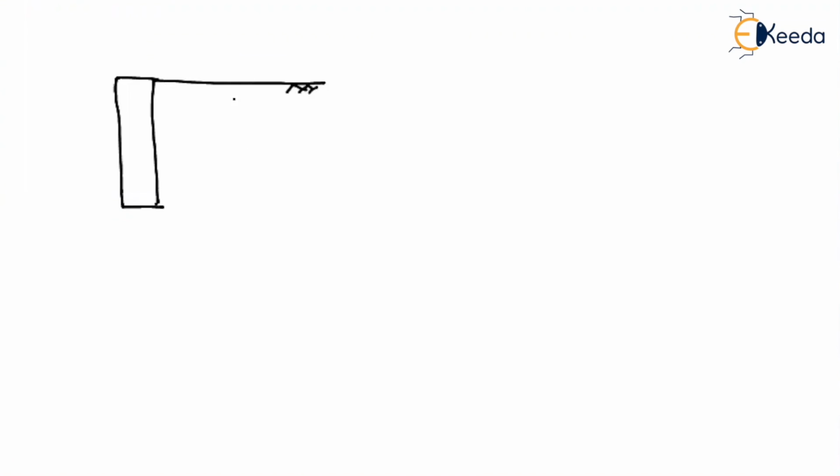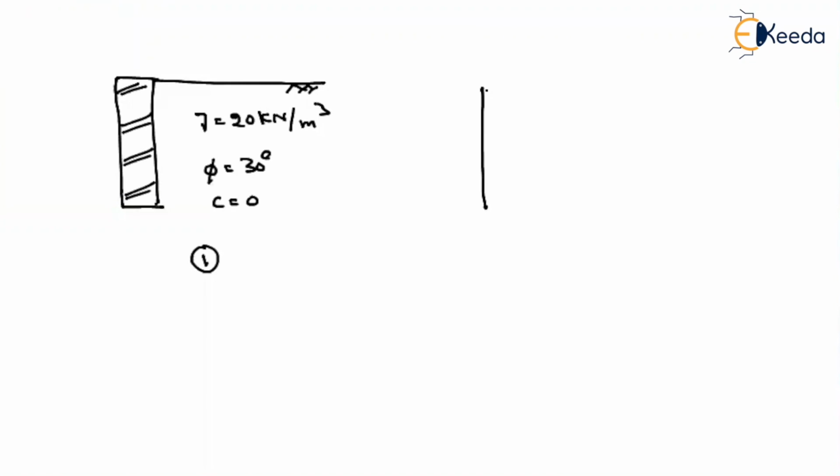Here they have given gamma equal to 20 kilonewton per meter cube, phi value as 30 degrees, and cohesion as 0. So let us assume this is the first case. In the second case... in the first case there is no water table.